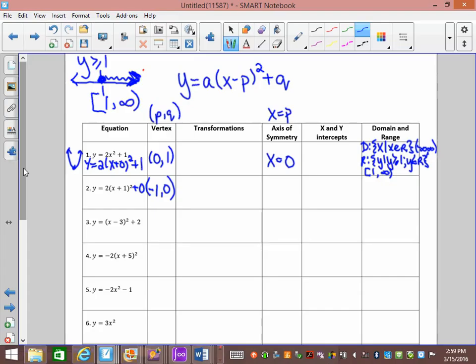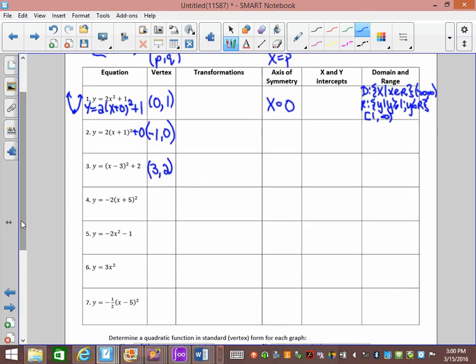What's the vertex of number 3? Is it negative or positive 3? Positive 3 and positive 2. So we change it if it's with the variable, we keep it if it's not. So this is with the variable, we change it. It's not with the variable, so we keep it. This is a positive 5. It's with the variable, so we're going to write -5. And then +0 is at the back, so -5 and 0.